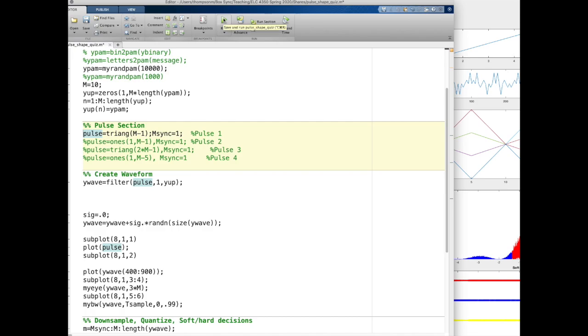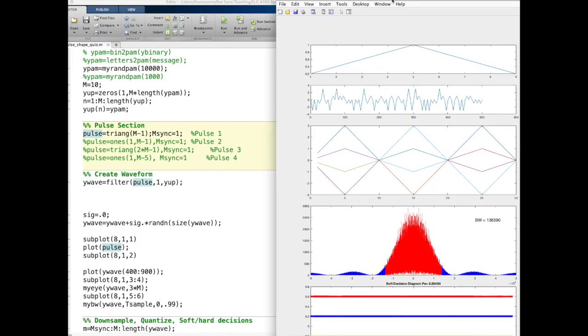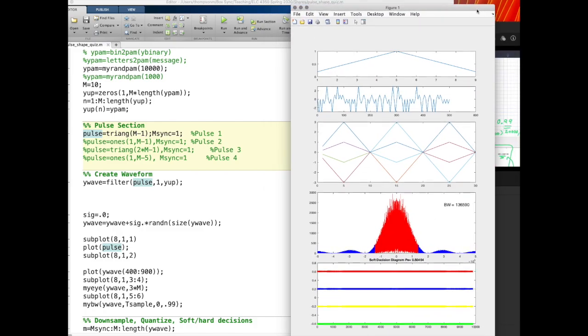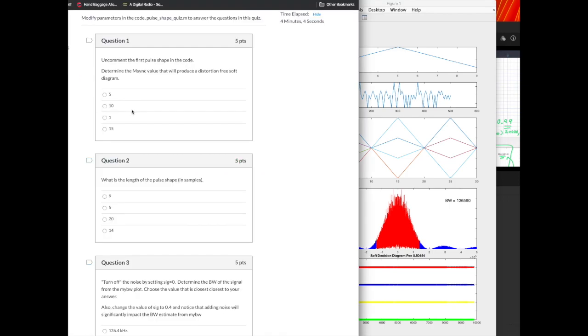So I'm going to run this code, and when I run it, it should produce this subplot that has, in this first window here, the pulse shape. So we see we have a triangle pulse shape. This starts at sample 1 and ends at sample 9. Okay, so that's one of the quiz questions. So come over here to the quiz.